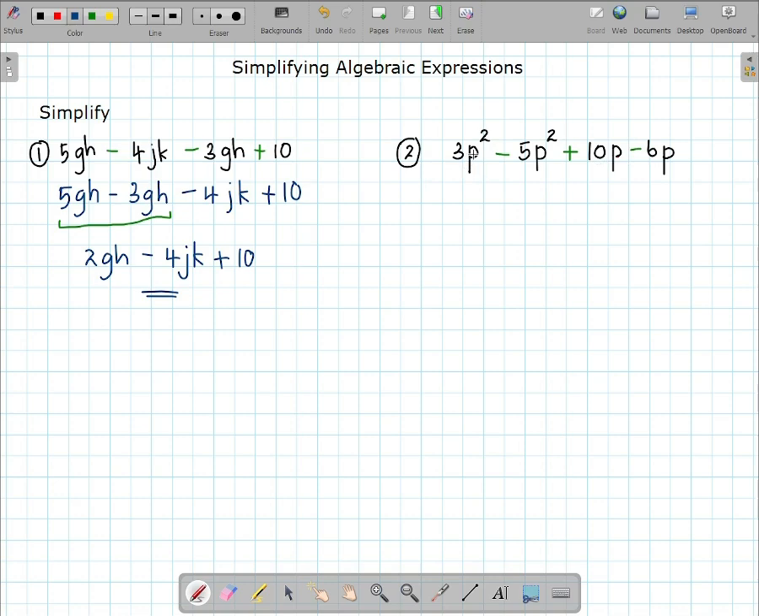So first term we can see that is p squared, and p. So it's already collected. So these are like terms, and these two also like terms. So I'm going to simplify them separately. So it is 3p squared minus 5p squared. 3 minus 5, that is minus 2p squared. Then here it is 10p minus 6p. 10 minus 6, that is 4p.